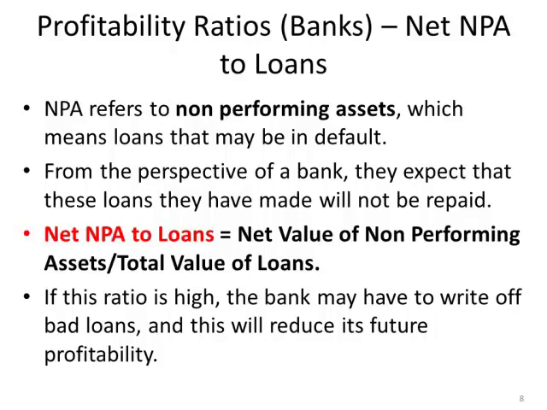So banks that take too much risk when they're lending, or lend to too many risky customers, may face a high NPA to loans ratio, and this would indicate that in the future they may have to write off these loans, and this will cause a reduction in profits in the future. So this is an important statistic that tells us how many of the bank's loans are actually going to be paid off and how many will not.